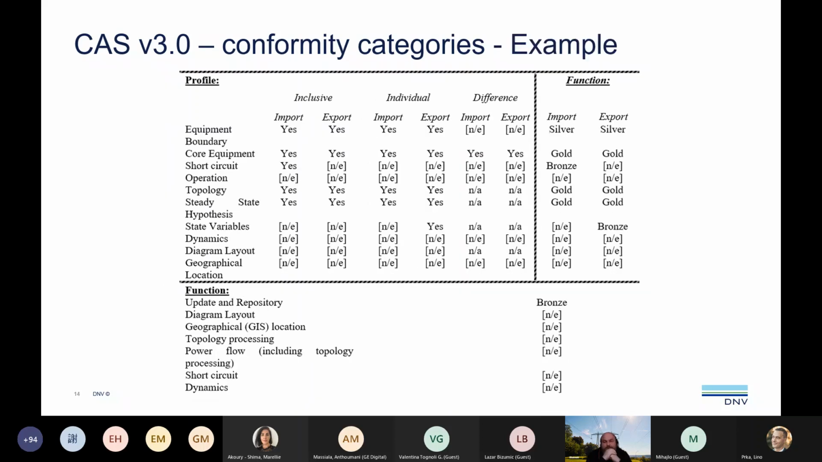Next slide. So this is just showing an example of filling out. So very, very simple, very short. So you put in yes and you put no, and you then state what the functionality provides. So you have gold, silver, and bronze level to indicate the depth of the functionality. Next slide.